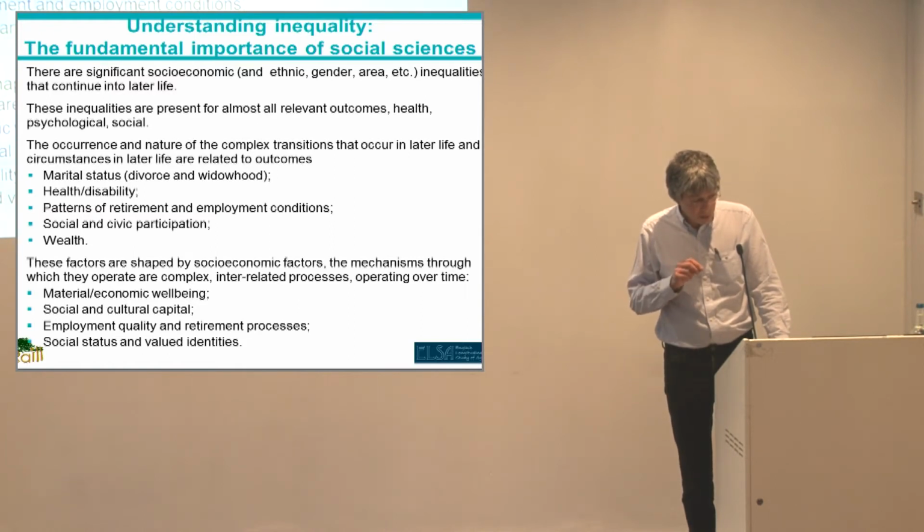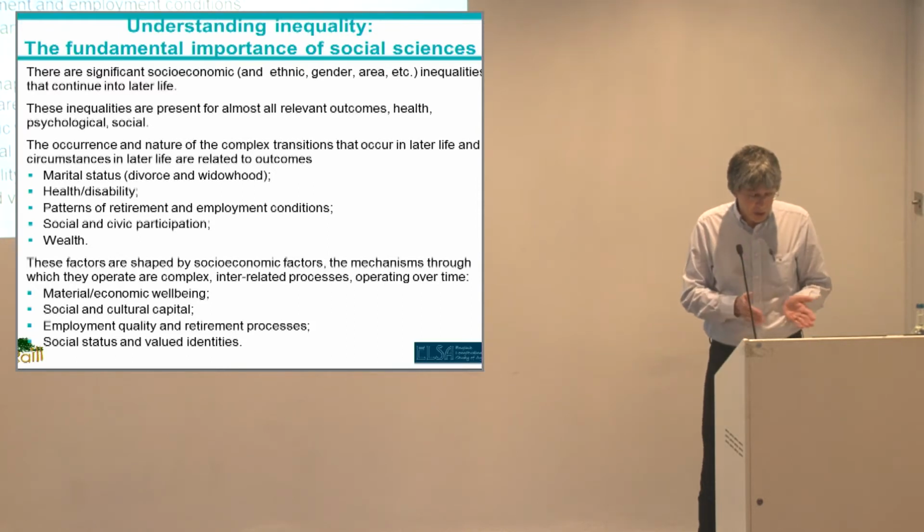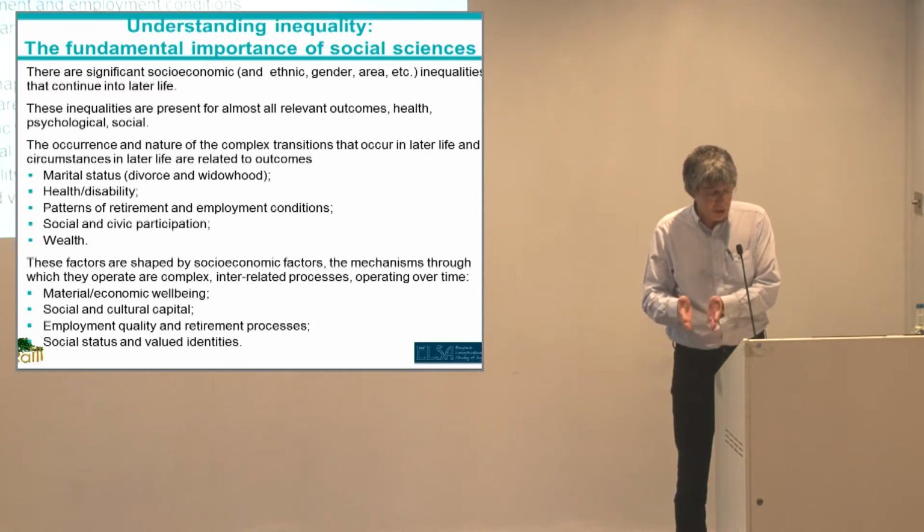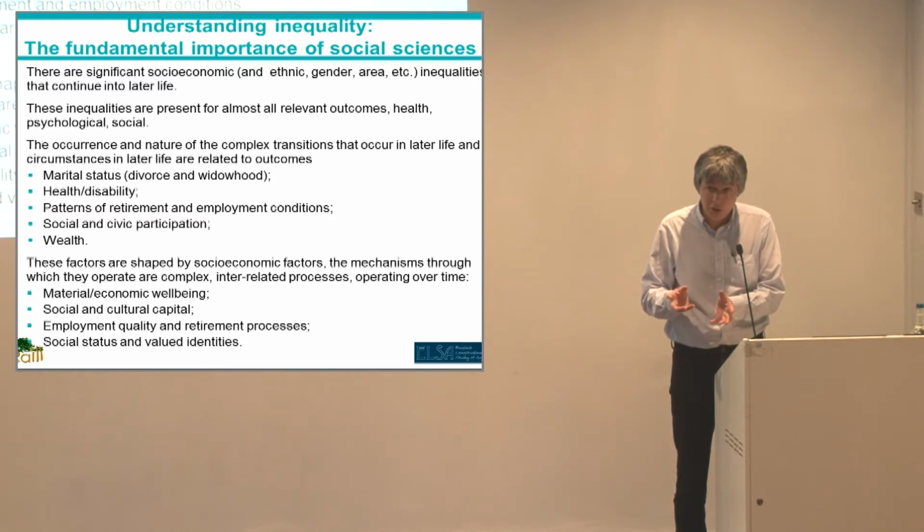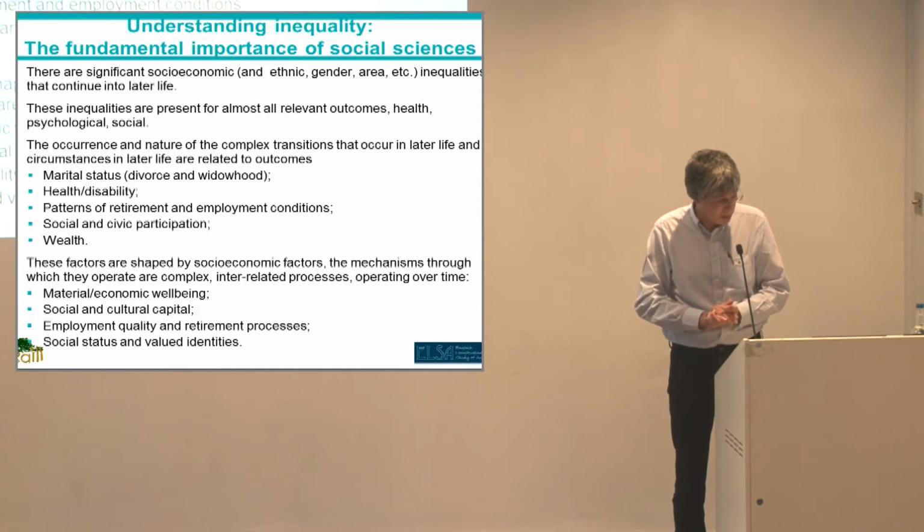The social phenomena that we're studying are complex. So the ways in which they occur and the ways in which they're experienced are complex. So if we think about the things that might be important in later life, marital status, health and disability, patterns of retirement, employment, social and civic participation, even wealth, are very, very complex concepts, and the ways in which they change over time are very complex. That's the kind of phenotypic argument, that we do have to measure our phenotypes well in the social sciences if we're going to get anywhere.